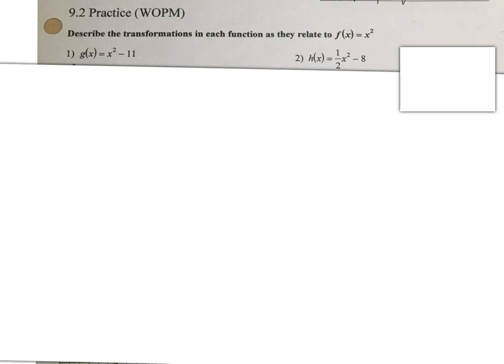All right, let's start off on number 2 here. So for this one, we're describing the transformations. So anytime we have a number adding or subtracting out back, that's always an up or down shift. Really important that it is adding or subtracting. And it's logical here for this shift. So if it's subtracting, it's going to be down. And if it's adding, it's going to be up. So this is going to be a shift down 8.